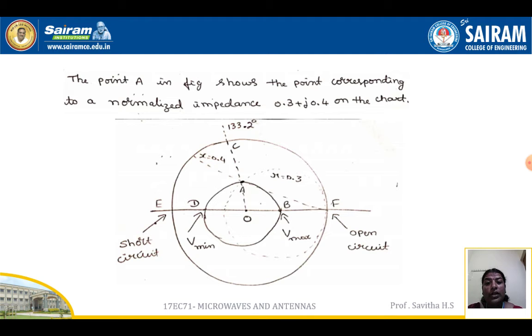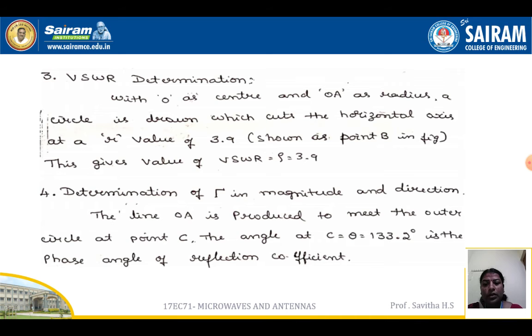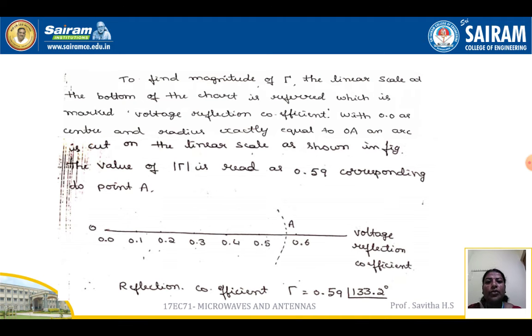But already we know that the reflection coefficient is nothing but the magnitude of the reflection coefficient and the angle theta. So we got only the angle. In almost all Smith charts, down below there will be one line, that is the reflection coefficient line, to find the magnitude. To find the magnitude of the reflection coefficient, the linear scale at the bottom of the chart is referred, which is marked as voltage reflection coefficient, with O as center and the radius exactly equal to OA. An arc is cut on the linear scale as shown in the figure.